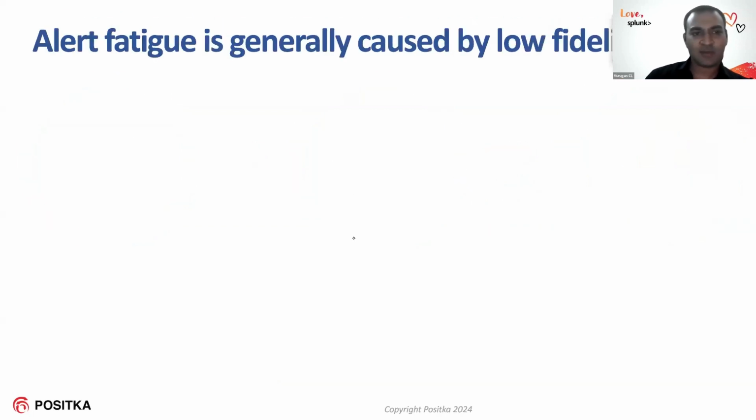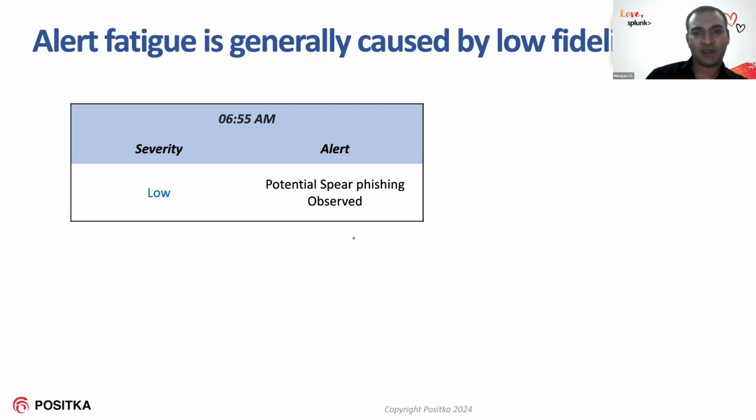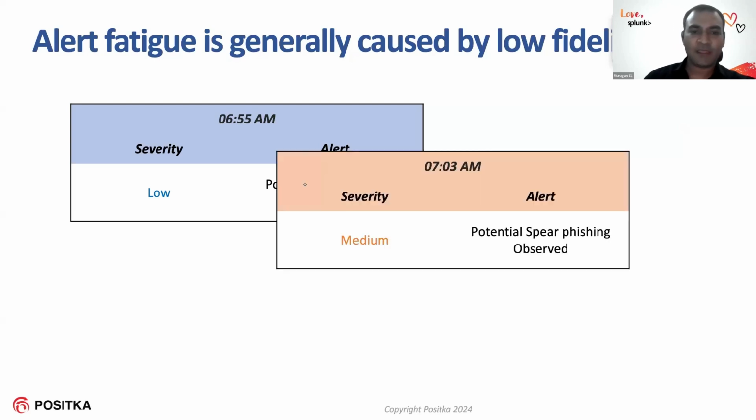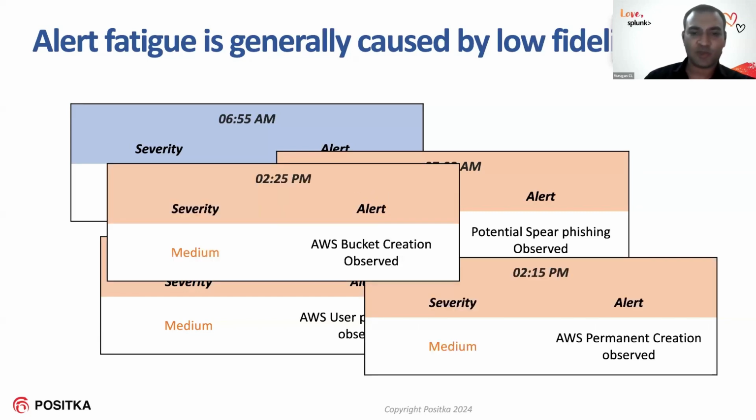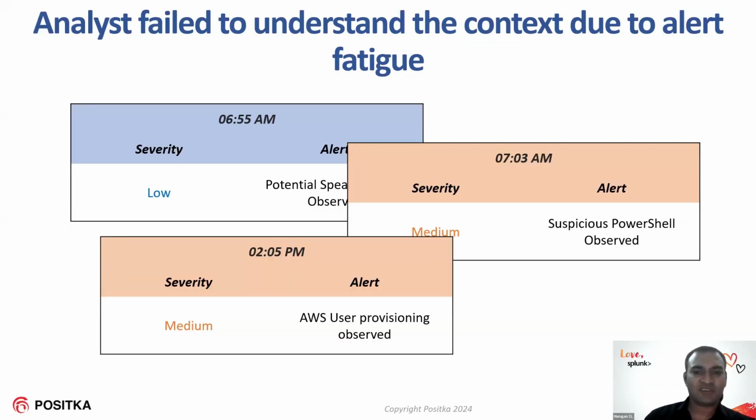To give you an example, for a SOC analyst, when he logs in, he would already see this alert, because this alert is at 6:55 a.m. So when he logs into the system, he would already see this alert with a low priority, potential spear phishing observed. And then around 7 o'clock, there would also be another alert. This is just assuming that there's another alert for another potential spear phishing attempt. And then another alert for user provisioning. As his day progresses, he would see all of these low and medium priority alerts, and suddenly in between there would be one critical alert. Apart from these alerts, there will also be other alerts in the system that the analyst is focused on.